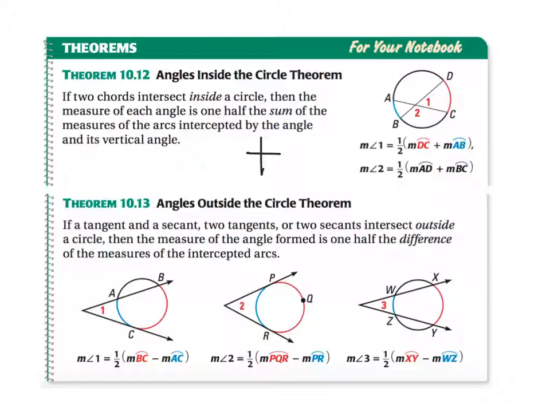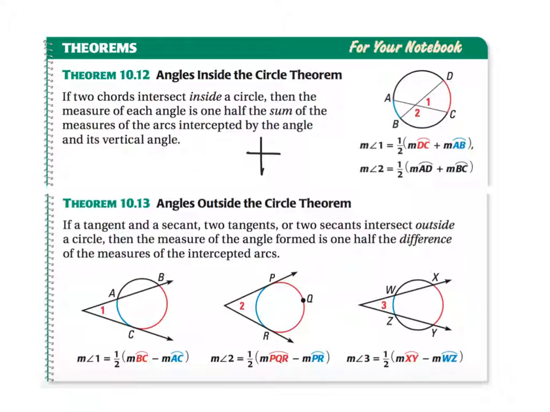So here's theorem 10.13, angles outside the circle theorem. If a tangent and a secant, 2 tangents or 2 secants, intersect outside of the circle. So basically they're just saying if I have a tangent and a secant, 2 tangents or 2 secants, and they're intersecting outside of the circle, then the measure of the angle formed, so we're talking about this angle here, is 1/2 the difference, so this time we're subtracting, of the measures of the intercepted arcs.